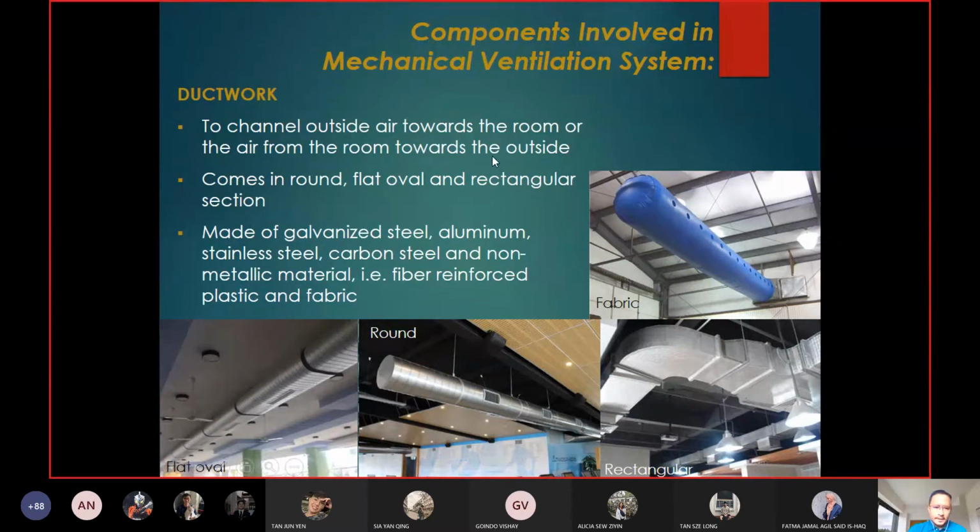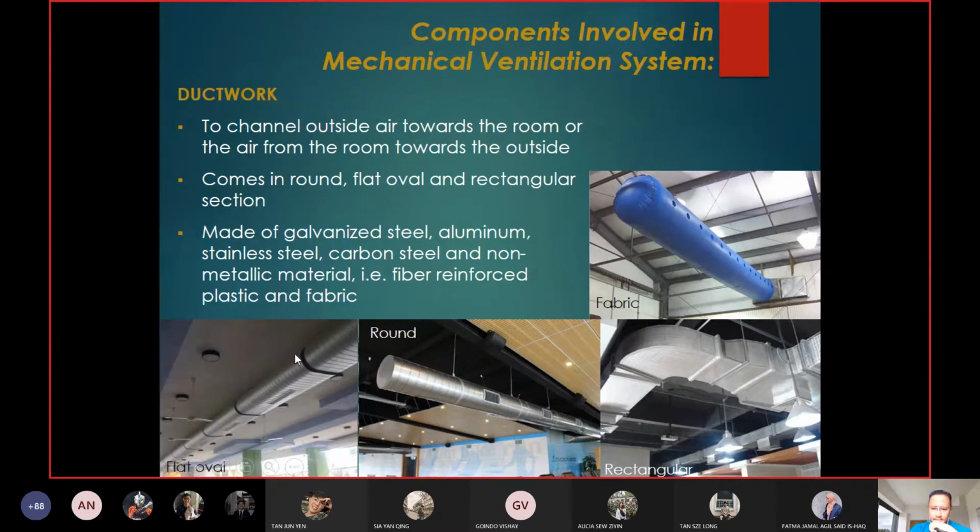It comes in mainly three different shapes, three different sections. Round section like this, flat oval. Flat oval, I think this is quite new. I've never really seen this, or maybe it's not really common to be seen. But this is flat oval, so the bottom part is flat and the side is actually curvy. It's an oval shape.